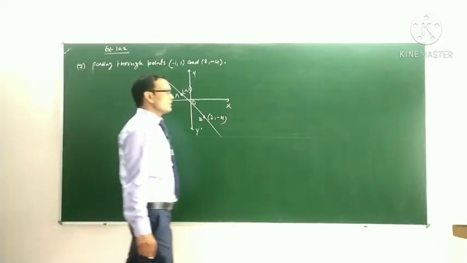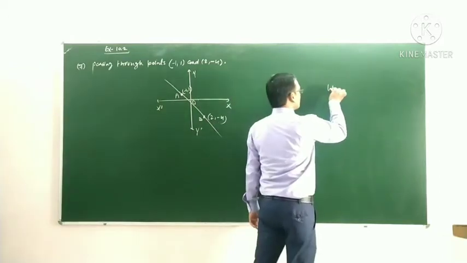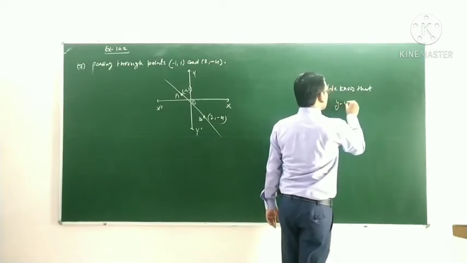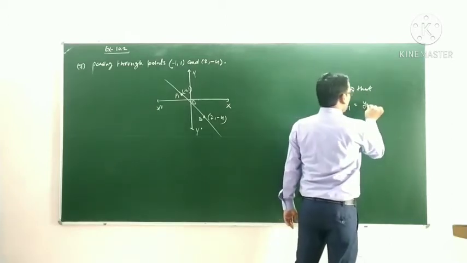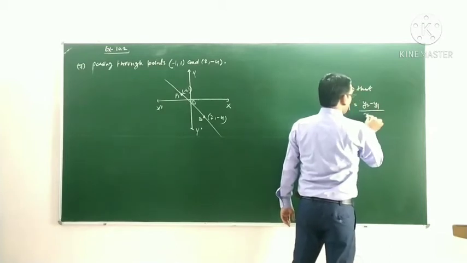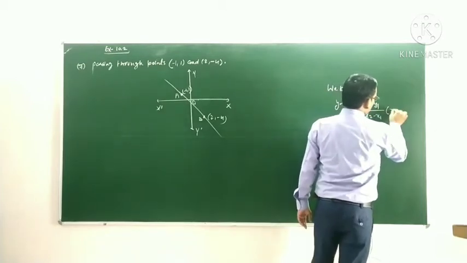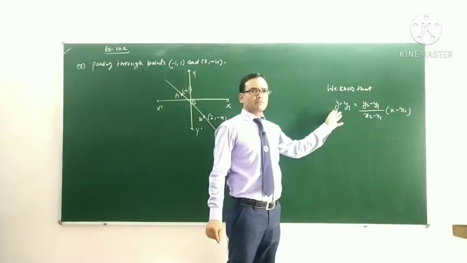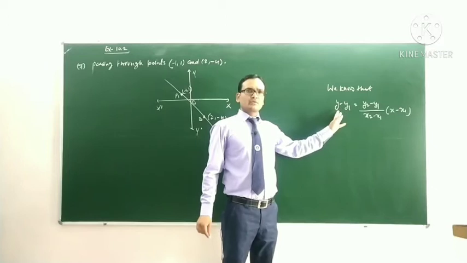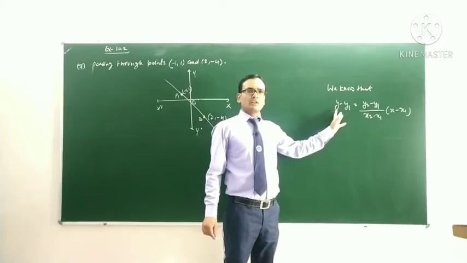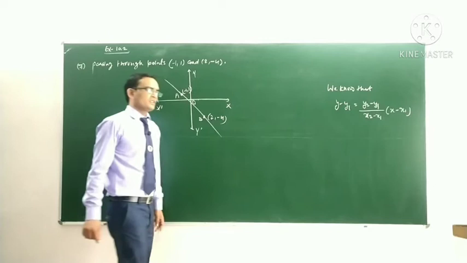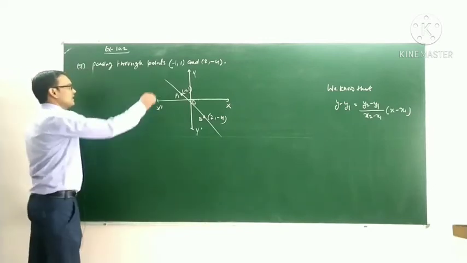Okay students, we know that y minus y1 equals (y2 minus y1) upon (x2 minus x1) into (x minus x1). This is the equation of the line passing through the two points (x1, y1) and (x2, y2). Using this formula we find the equation of the line L.